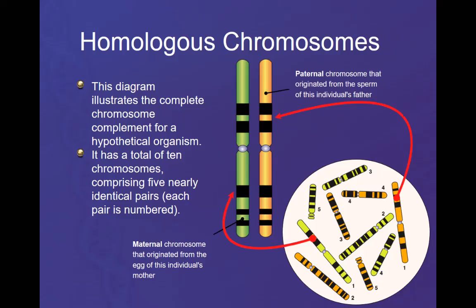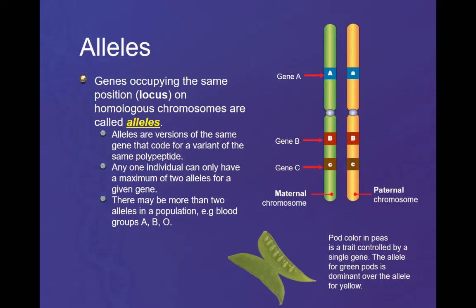Now, genes occupying the same position or locus on a homologous chromosome are known as alleles. Alleles occupy that same location. So you see here the locus for gene A, gene B, and gene C. You'll notice that we have two different alleles for gene A, and for both gene B and gene C, we have two of the same allele. So the maternal and paternal chromosomes are matching for these last two gene locations.